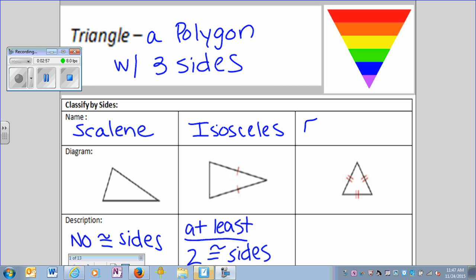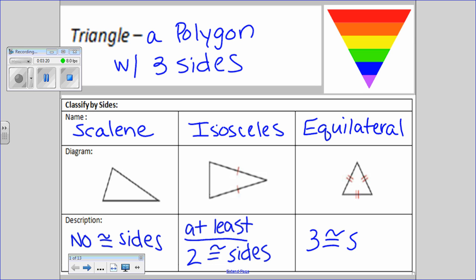And the last one, which is also one that you guys already named when we were having our little chat, is an equilateral triangle. Anybody tell me what an equilateral triangle is, Diane? All sides congruent. All sides congruent. Or I'm going to write 3 congruent sides.